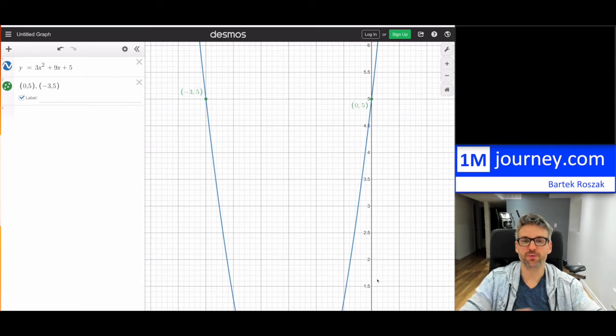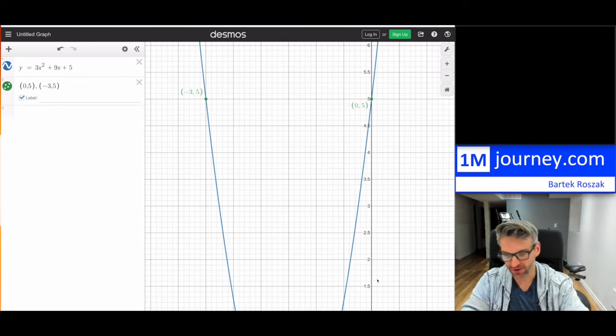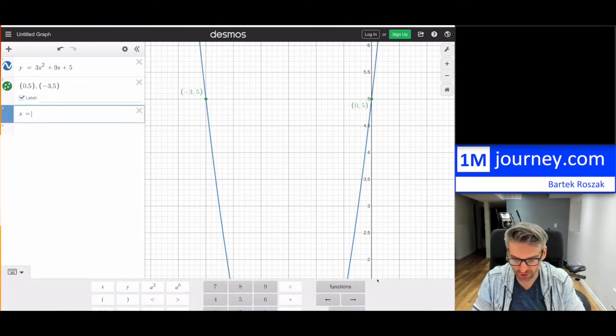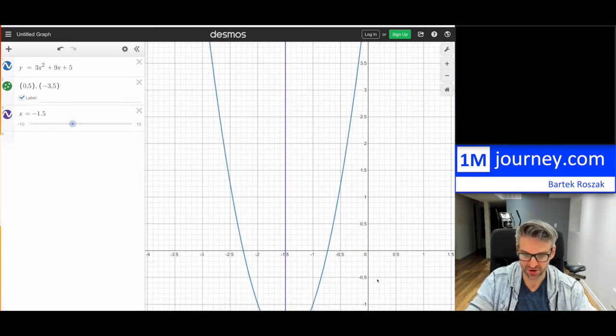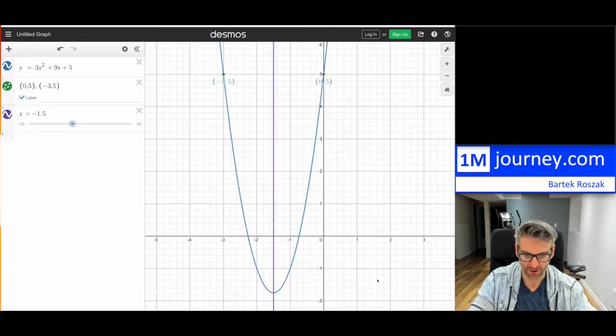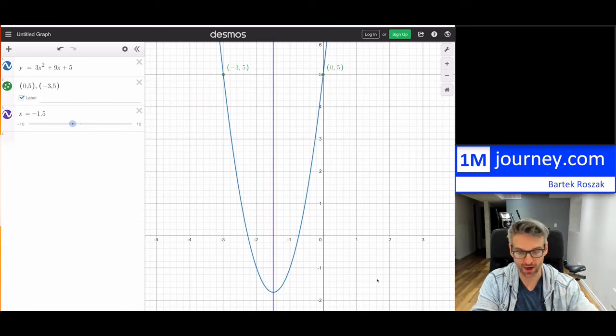All right, so those were the points that we actually found by setting y is equal to 5. We guaranteed ourselves that we would be finding those 2 points by setting y is equal to c. And now the middle, right, so what we had is x is equal to -1.5. So that is that straight line of symmetry, right, so that we found. And that's how you can find the line of symmetry for any of them. This is just one example.